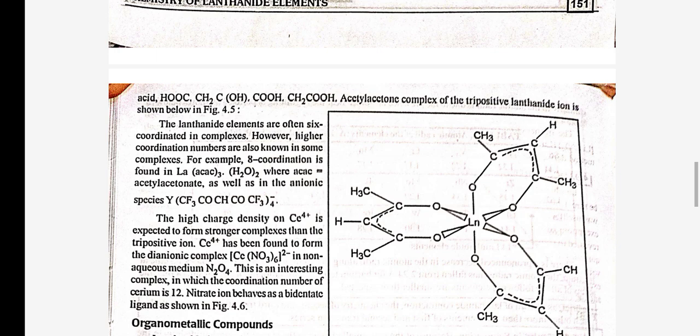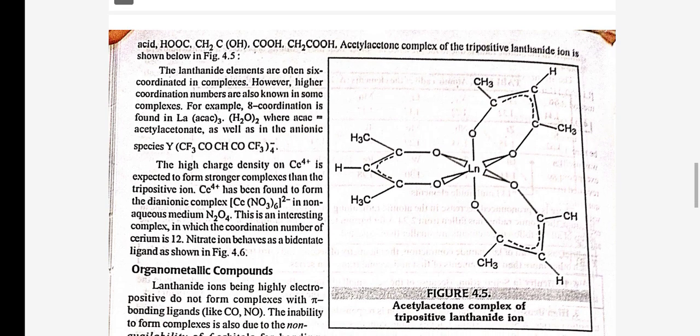The lanthanide elements are often 6 coordinated in the complexes. However, higher coordination numbers are also known in some complexes. For example, 8 coordination is found in the lanthanum acetylacetone complex as well as in anionic species.